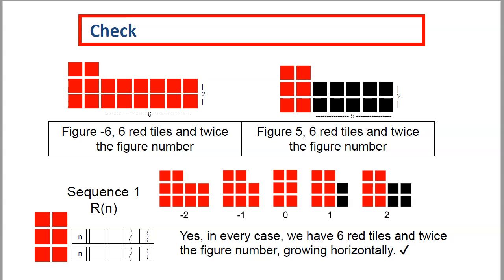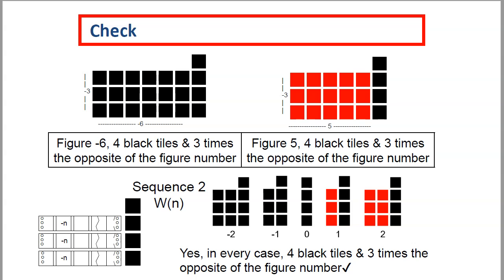So let's check. For sequence 1, figure -6 has 6 red tiles and twice the figure number. Figure 5 has 6 red tiles and twice the figure number. Our nth figure is 6 red tiles and twice the figure number, and in every case, these all match. Similarly, for sequence 2, W of n, in every case, we have 4 black tiles and 3 times the opposite of the figure number.